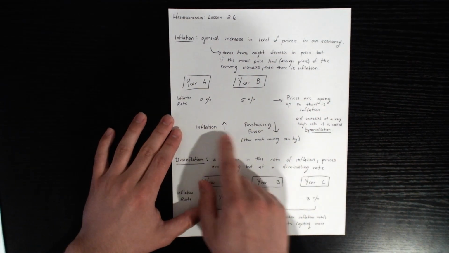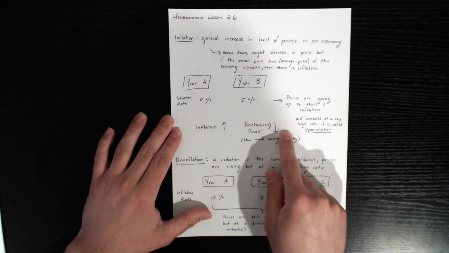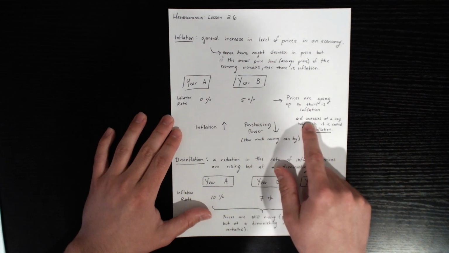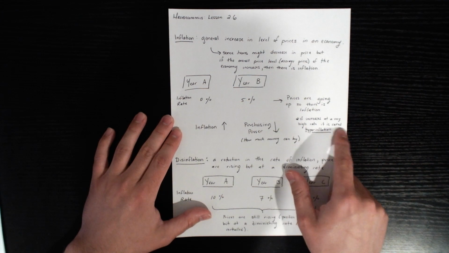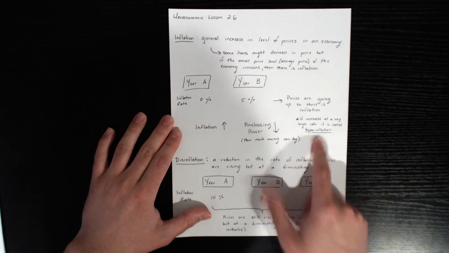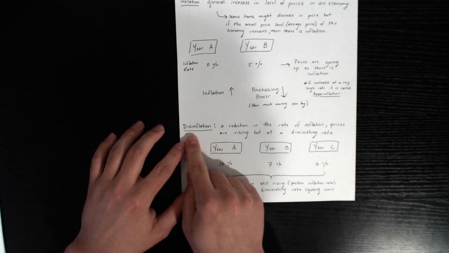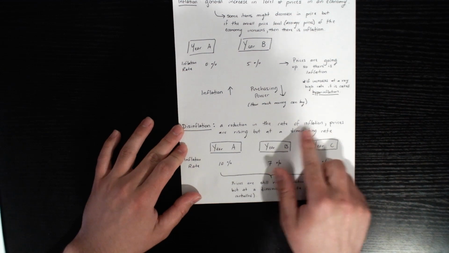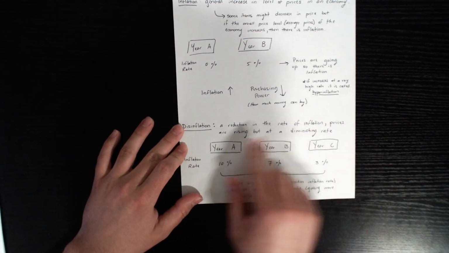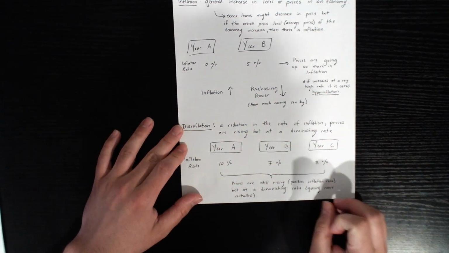When there's inflation, the purchasing power of people's money, or how much money can buy, goes down. If inflation increases at a very high rate, then it is called hyperinflation. It causes people's money to lose value very quickly. Then we have disinflation. Disinflation is a reduction in the rate of inflation. Prices are still rising, but at a slowed down rate, at a diminishing rate.